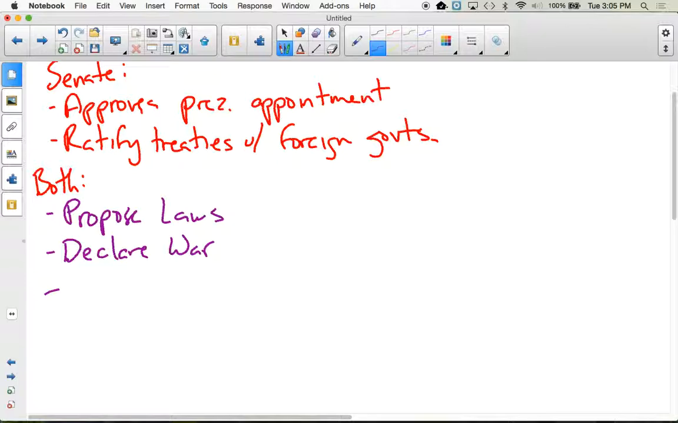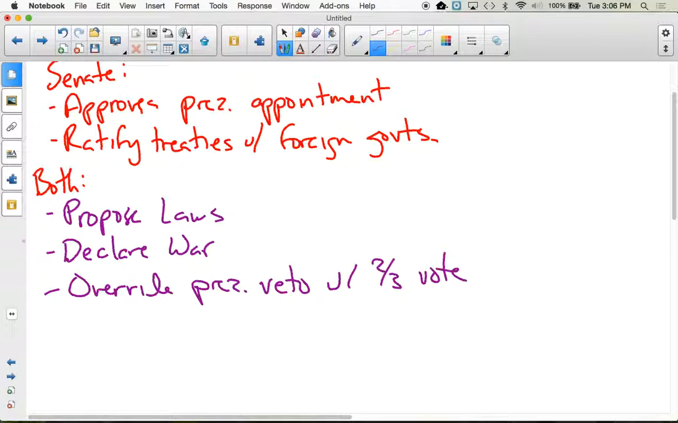Okay? They can override a presidential veto with a 2/3 vote. As we'll see in a second, both have to approve it. So 2/3 total. Okay? 535. So a 2/3 vote from Congress? Just the whole thing. That's what they kept doing to Andrew Johnson, right? Right. They can also propose amendments to the Constitution.